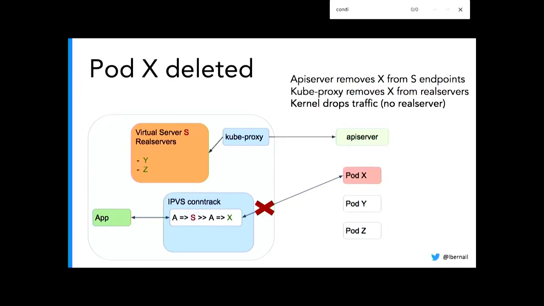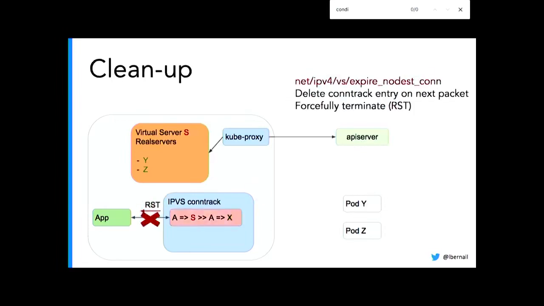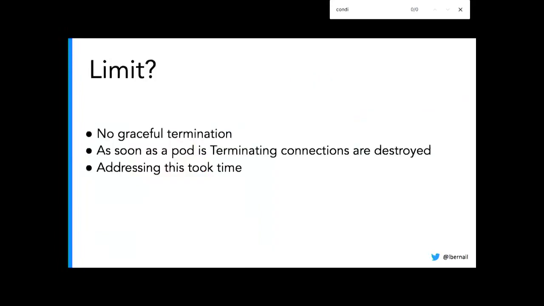When a pod is deleted, it's removed from the real servers. So you can see here that backend X is no longer a real server for service S. What happens in that case in the kernel is that traffic to this backend is going to be dropped. So this is not ideal. The way we address it with IPVS is we use the sysctl I put on the top, which makes sure that any new packet on an established connection is going to clean up the IPVS conntrack entry and trigger a reset to notify both backends. So that works pretty great, but it's still not ideal.